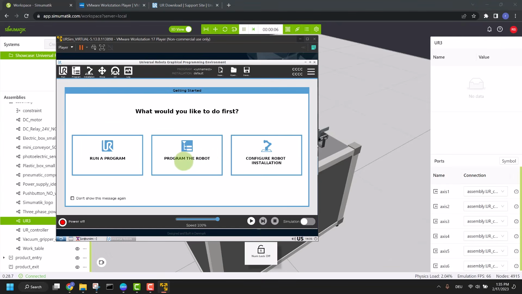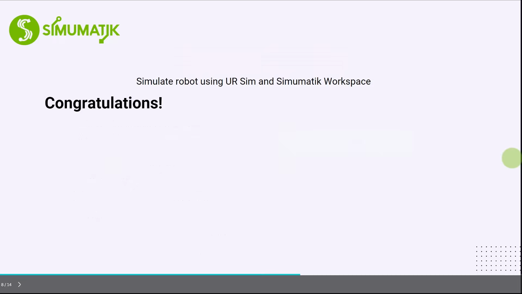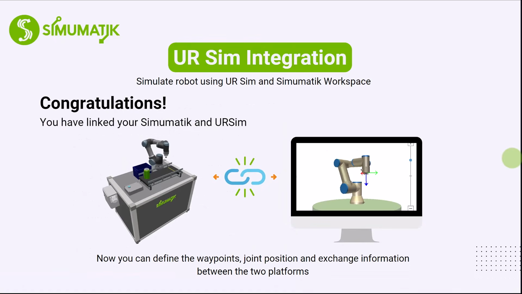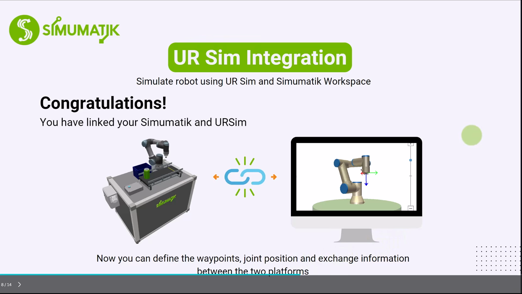All right. This was the first step, to build the connection. So once you do that, congratulations, you have linked your Simumatik and URSIM. Just a few simple steps. All right. Now we can move the robot. We can define the waypoints, joint positions, and write some programs.